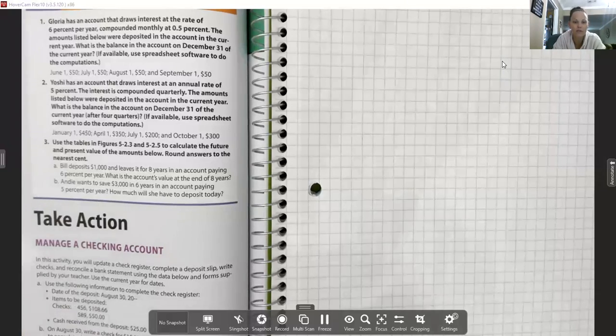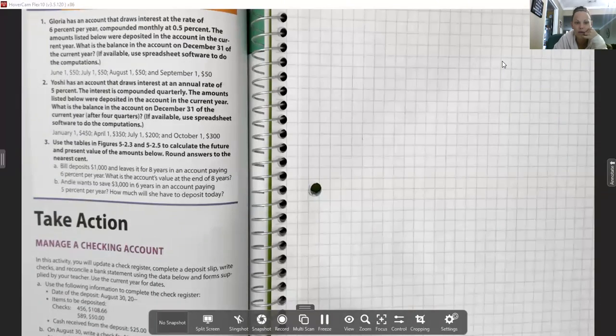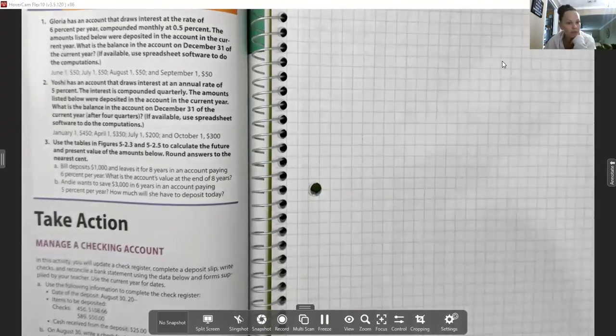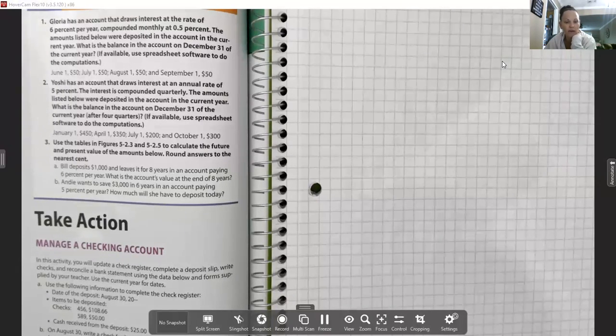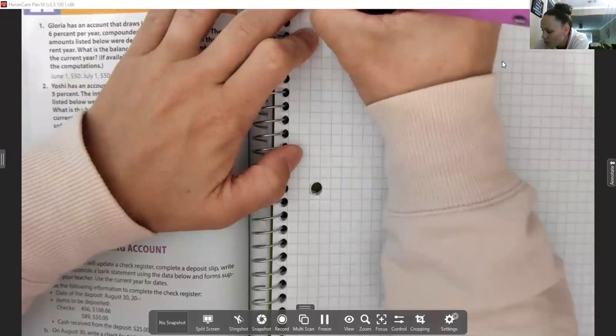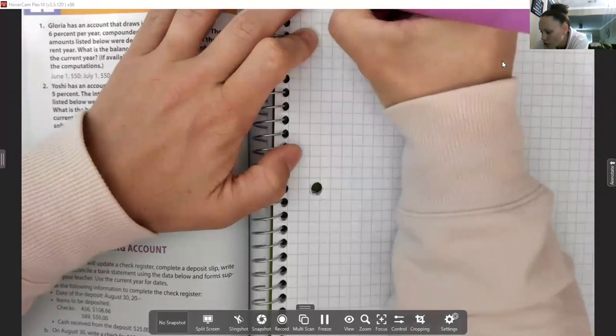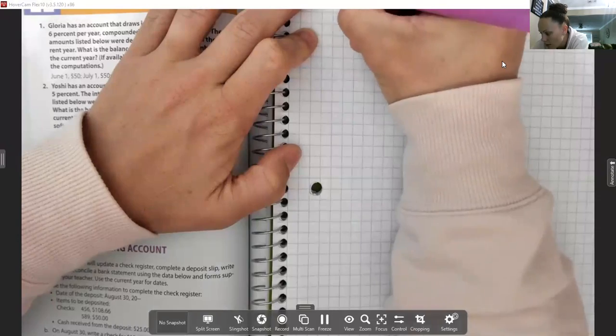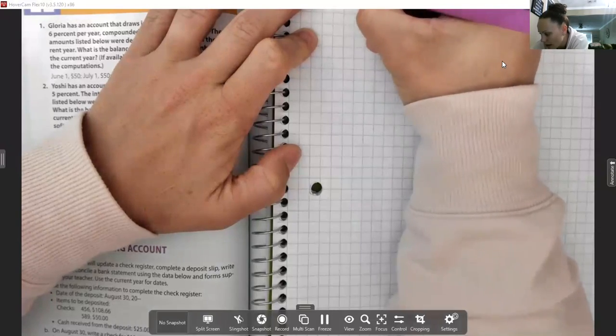So number 3 says use the tables to calculate the future and present value of the amounts below, round to the nearest cent. So part A, Bill deposits $1,000 and leaves it for 8 years in an account paying 6% per year. What's the account's value at the end of 8 years? So for this problem, we want to know the future value, right?